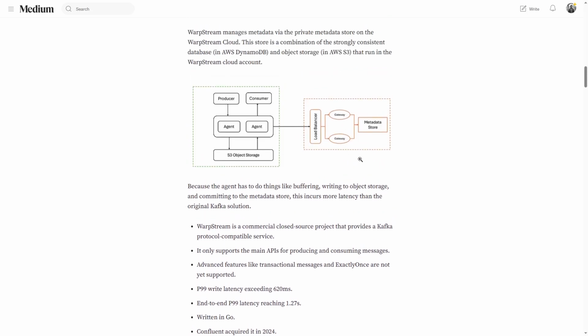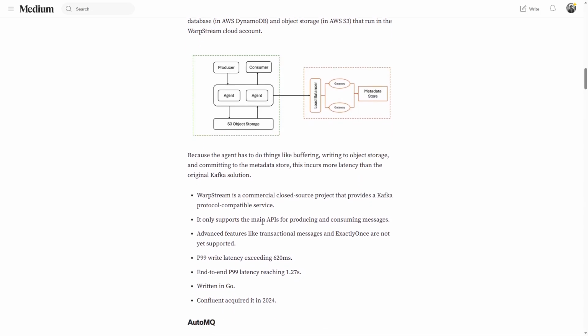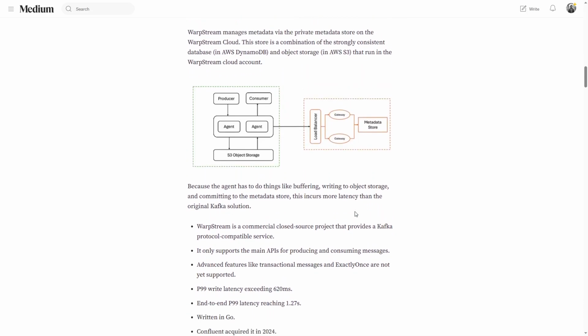As of now, WarpStream is available as BYOC in Confluent Cloud. The numbers are that P99 write latency was 620 ms, and P99 read latency from producer to consumer was 1.27 seconds, and this was written in Go. So from the product success point of view, it was a success.